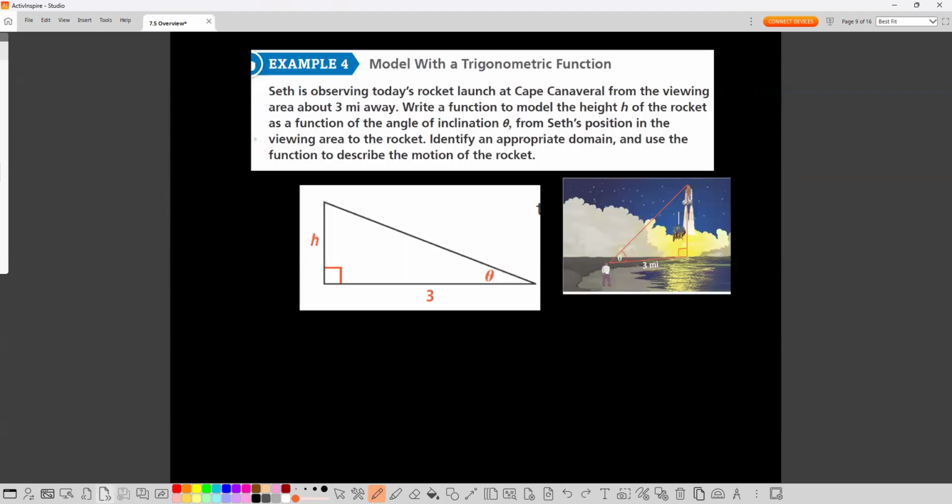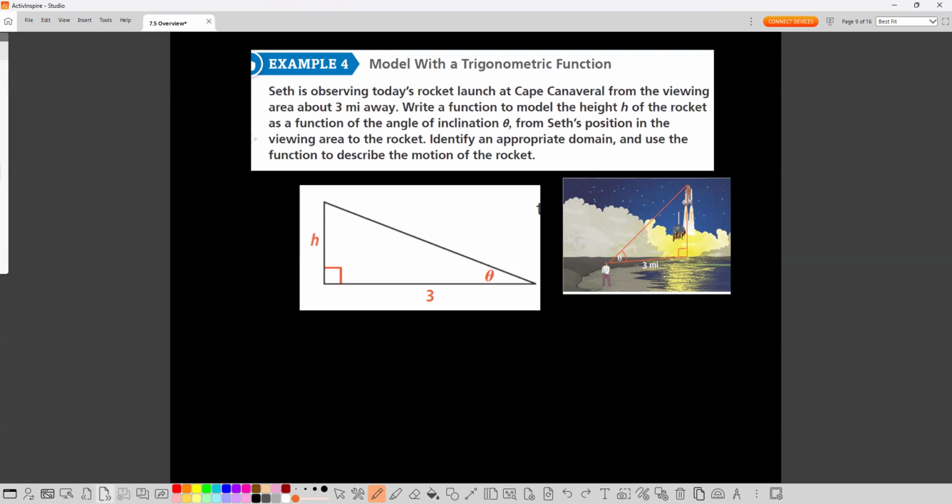And then if you were actually going to do an application problem, we've done these already, but you've got Seth standing 3 miles away watching the launch of the rocket. The rocket never will be directly overhead. So it's going to just keep going higher and higher and higher, but eventually it looks like it's right over the top, but not.